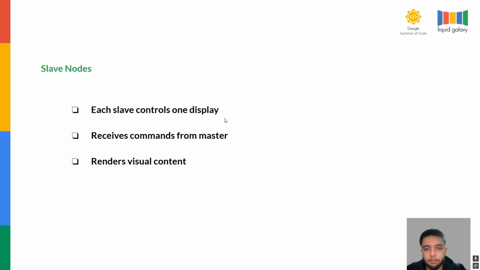Each slave node controls one display, and slave nodes are responsible for rendering visuals on individual screens. They do not make decisions on their own. Instead, they follow instructions from the master node to ensure all displays stay aligned. They render visual content. Now, the display system.